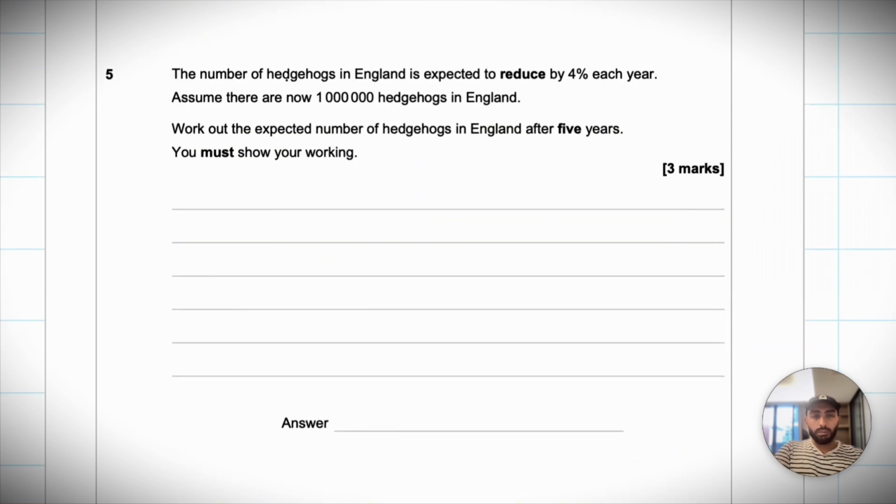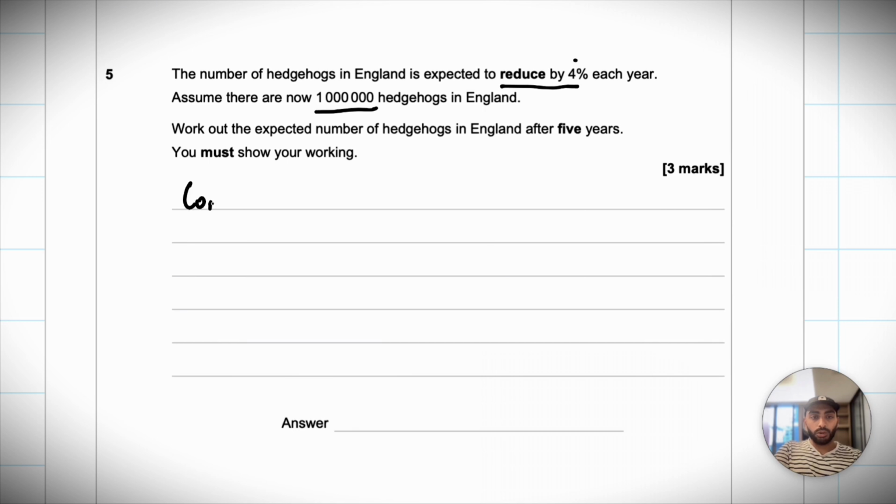Question number 5. The number of hedgehogs in England is expected to reduce by 4% each year. Assume there are now 1 million hedgehogs in England. Work out the expected number of hedgehogs in England after 5 years. In this question, we're going to be using the compound interest formula because the amount of hedgehogs is going to decrease by 4% and it will decrease every year based on the new value. So it won't just decrease by 4% of 1 million, it'll decrease by the new amount every single time.